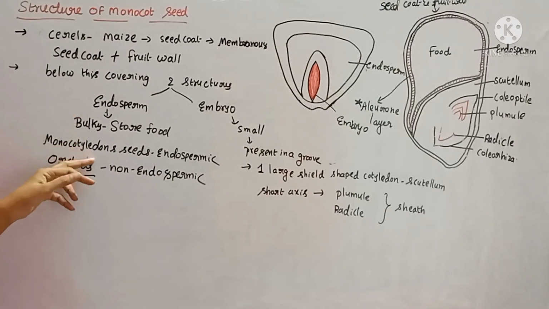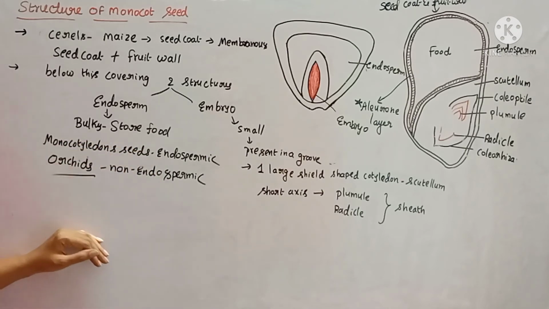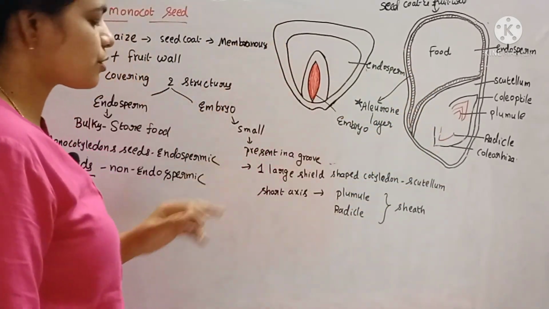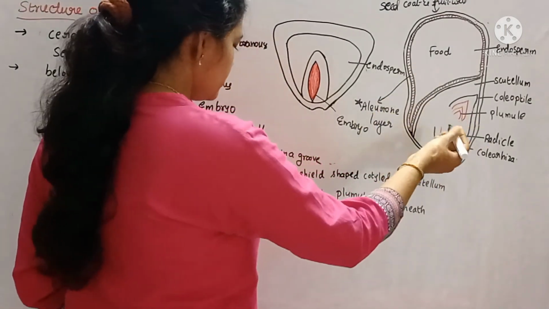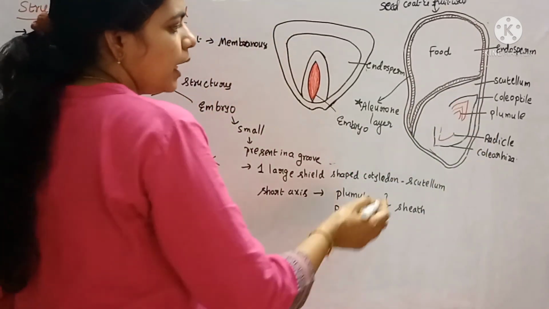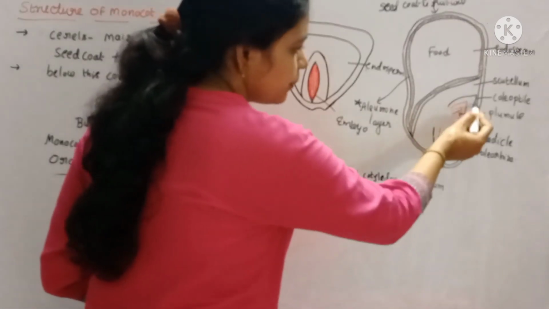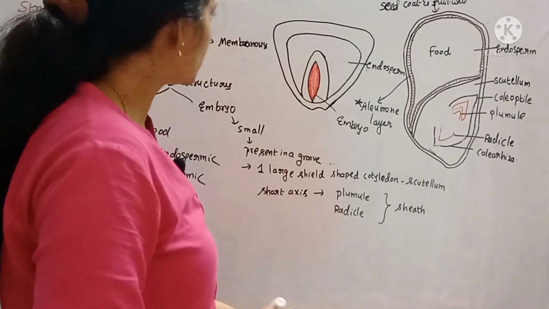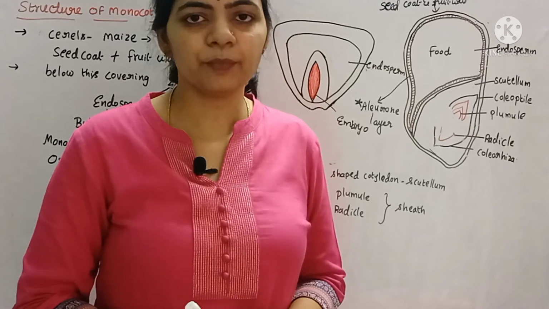Most of the monocotyledons are endospermic only. Only a few members such as orchids are not endospermic. And below this endosperm, what is present? The embryo is present, which is small in structure, present in a groove. It consists of one large shield-shaped cotyledon called the scutellum, and in the axis there are a plumule and a radicle. The plumule is surrounded by a sheath of coleoptile, and the radicle is surrounded by coleorhiza. This is about the structure of the monocot seed. So with this we have completed the seed structure.